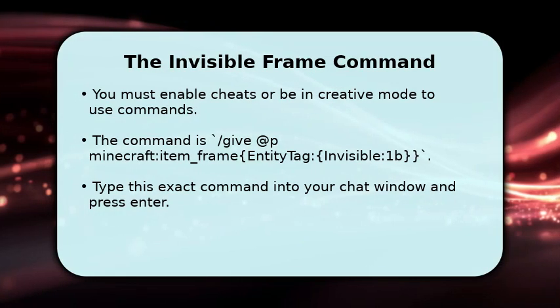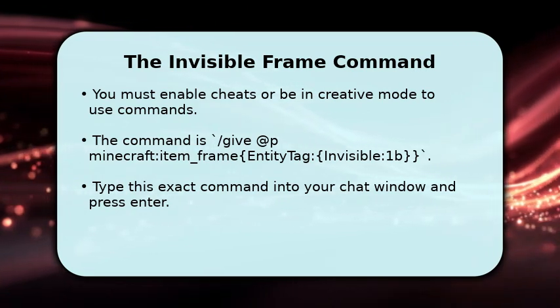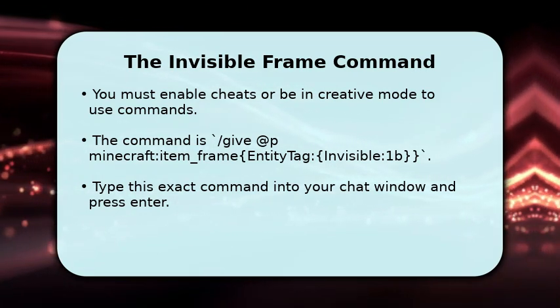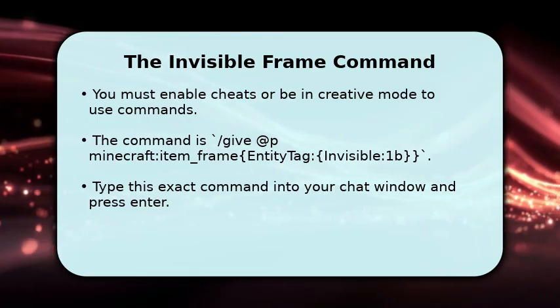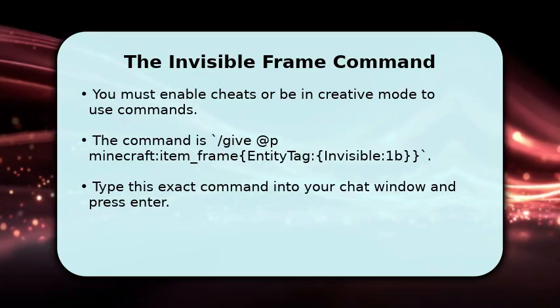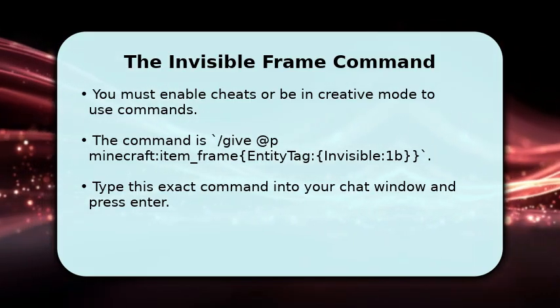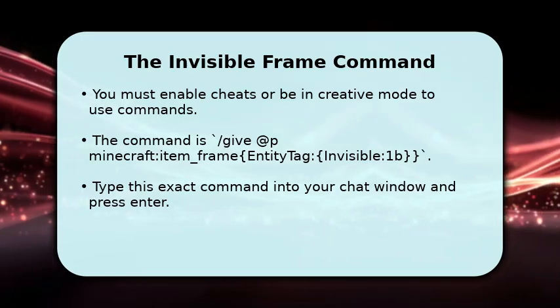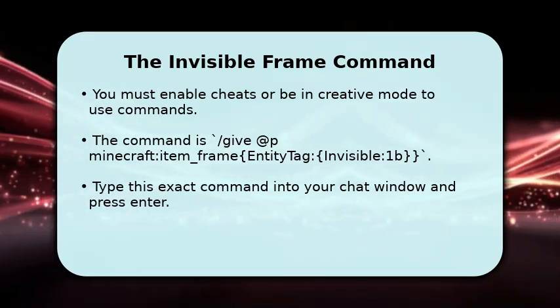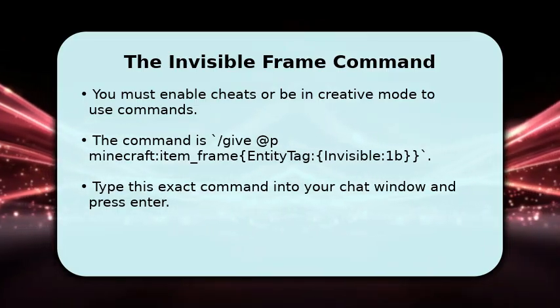To get an invisible item frame, you'll need to use a specific command in your chat. Make sure cheats are enabled or you are in creative mode. The command is /give @p minecraft:item_frame{EntityTag:{Invisible:1b}}. This command gives one invisible item frame directly to your inventory. It's a straightforward process once you know the exact syntax.